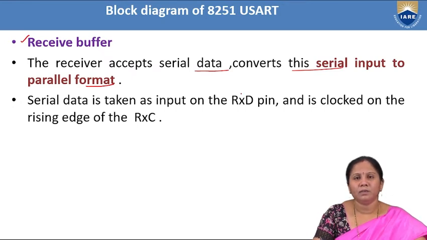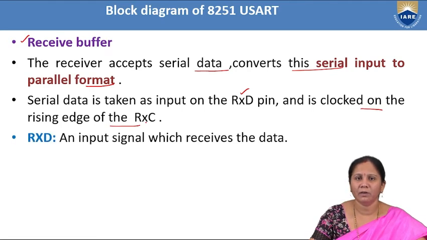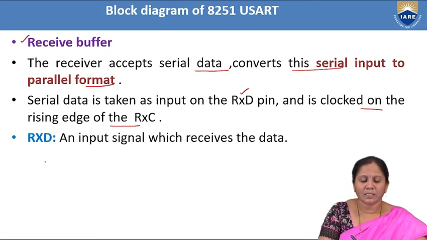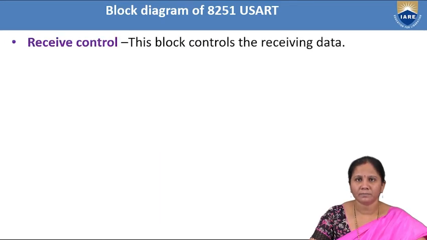Now, to the receiver section, through which signal is this receiver going to receive? By using the signal called RxD, it is going to receive, and it is clocked on the rising edge of the RxC, that is receiver clock. And the signal that is connected to this receiver buffer is only one, that is RxD. So RxD represents receiver data or receive data. So this is an input signal which receives the data. That is what about receiver buffer.